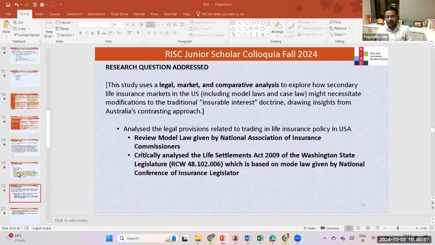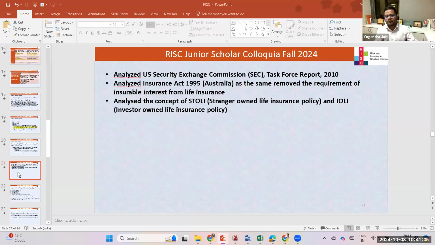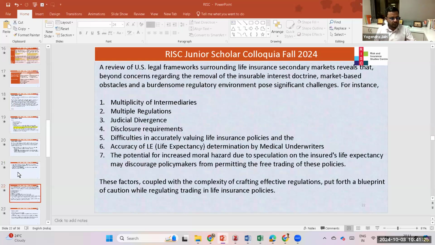I also analyzed the NAIC model law, which is a USA law, the New York Life Settlement Act and the Washington Life Settlement Act, and a few other Securities Exchange Commission regulations. STOLI, which is stranger-owned life insurance policy, is absolutely prohibited. As I said, I cannot buy a policy for Maya or Janani. So that is STOLI, not allowed, absolutely fine. I'm with it.